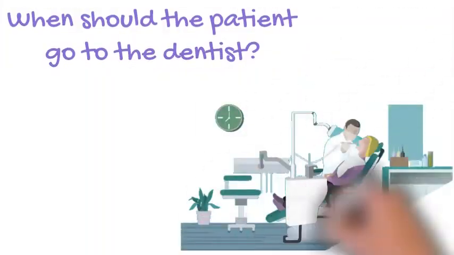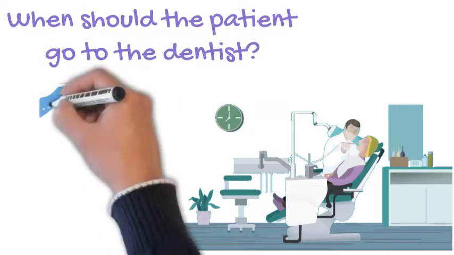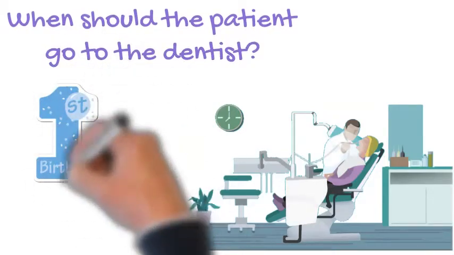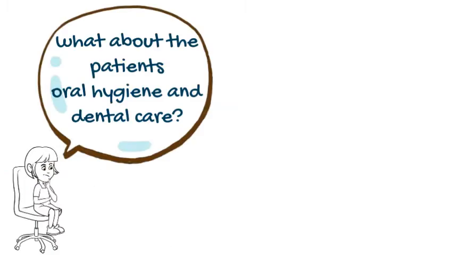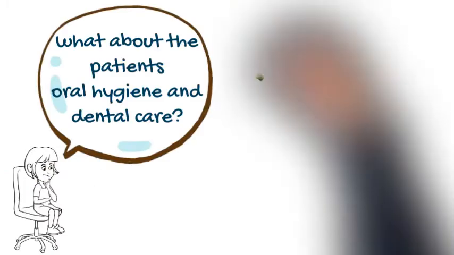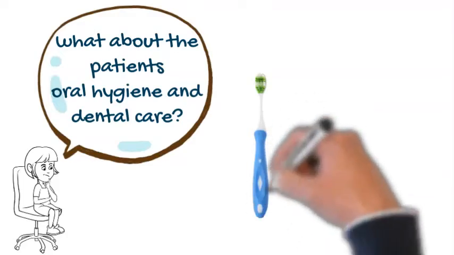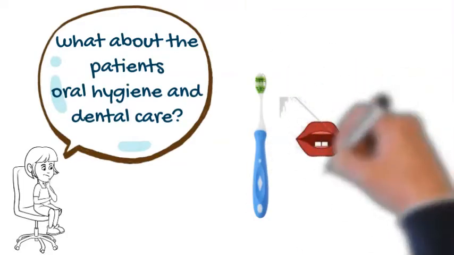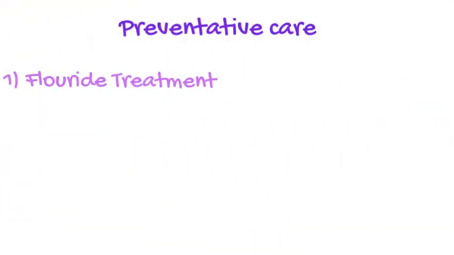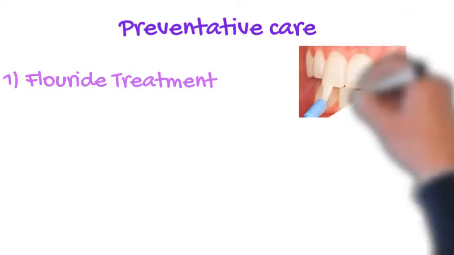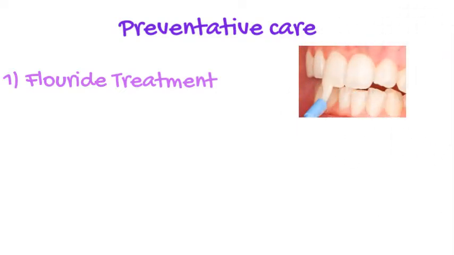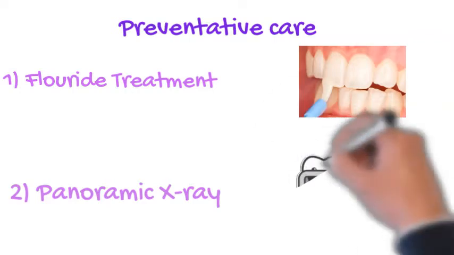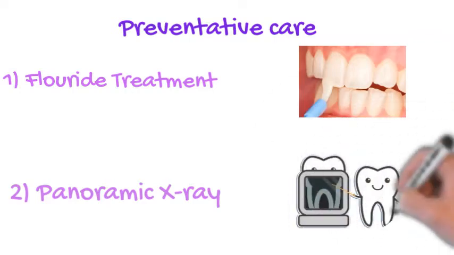Most dentists recommend that the first dental visit should be around 1 year of age, or even earlier if special dental problems are present. Early dental care is important, and it involves appropriate cleaning with small, soft bristled brushes as soon as the teeth erupt. It also involves implementing preventative care like fluoride treatment and taking panoramic x-rays to determine the best course of treatment for the child.